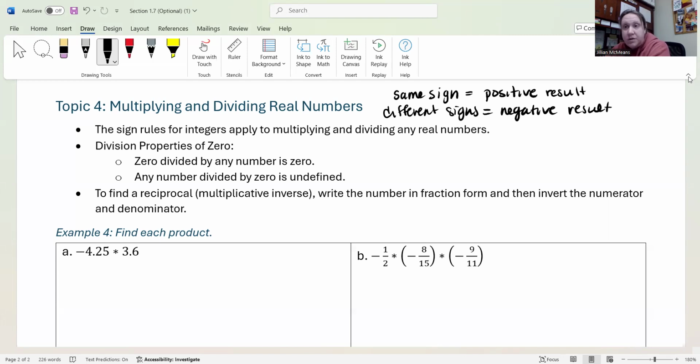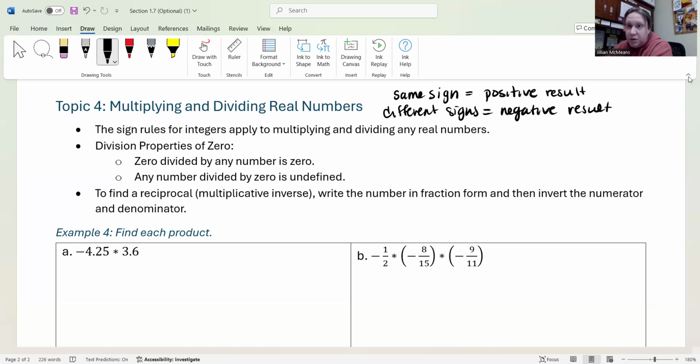Another thing that we need to remind ourselves of is the division properties of zero. It may have been a while since you've seen this, but there are two properties we always need to remember when it comes to any division involving zero. If you have 0 divided by a number, the result is 0. If you have a number divided by 0, that is undefined. Division by 0 does not work.